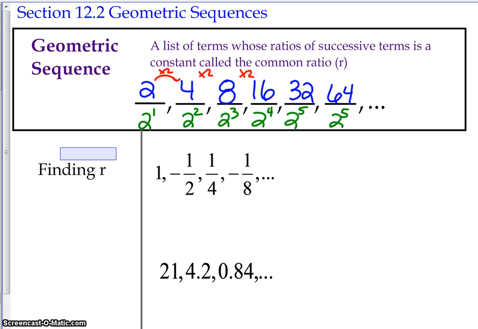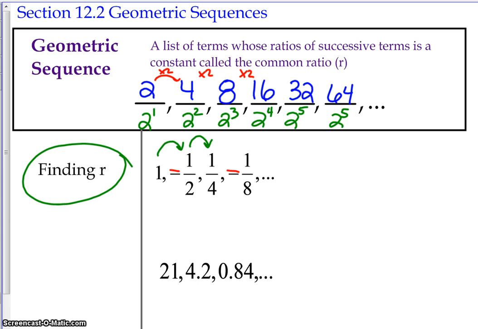First of all, how do we find r? How do we find our ratio? Our ratio is what we are multiplying by each time. How do I get from 1 to negative 1/2? The same value should then be multiplied by negative 1/2 to get to 1/4. The first thing I notice, and I hope you notice too, is that we have a positive, then a negative, then a positive, then a negative.